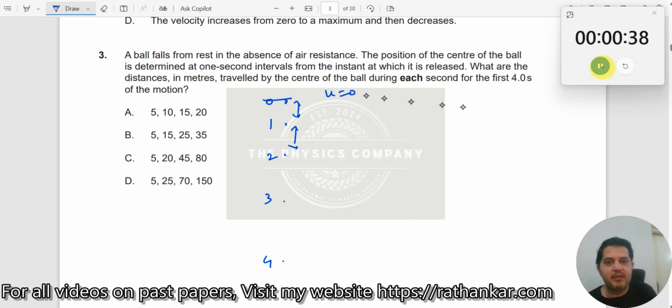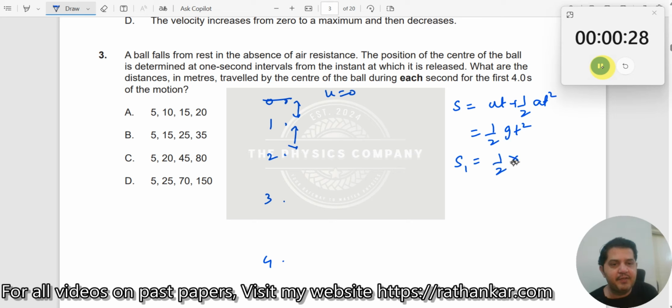Initial velocity is 0. So you can write S equals ut plus half at square, where u is 0, so this should be equal to half gt square. So the first distance traveled should be equal to half into 10 into 1 square, which is 5 meters. Everywhere 5 meters. So this is 5 meters. Second distance S2 should be equal to half into 10 into 2 square, which is 4, which should be equal to 20 meters over here.